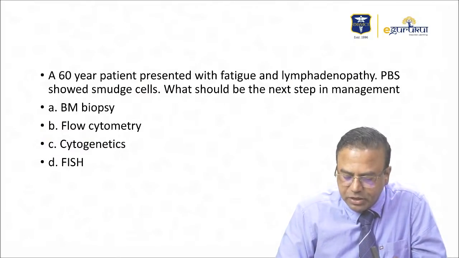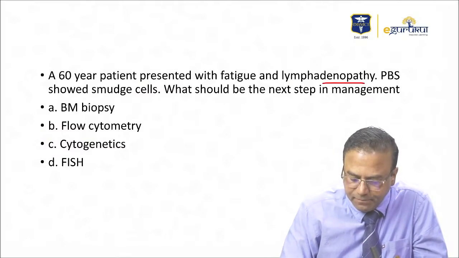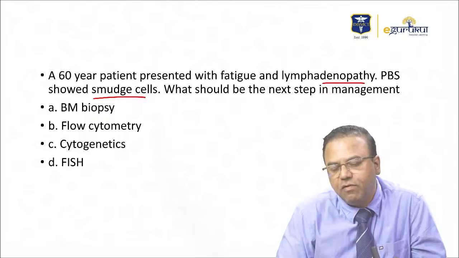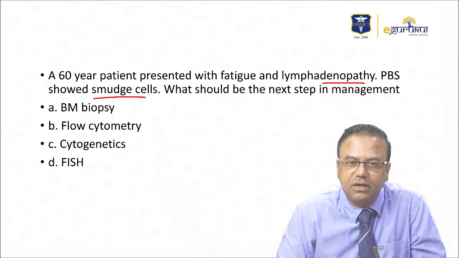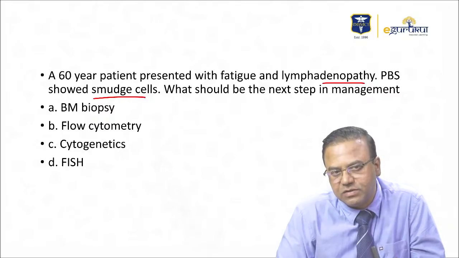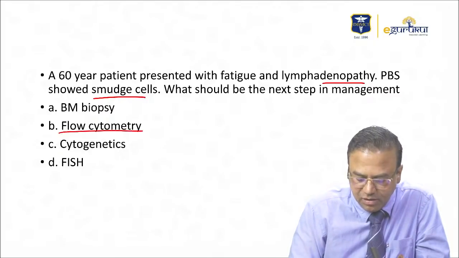A 60-year-old patient presented with fatigue and lymphadenopathy. The smear showed smudge cells, which is straightforward. This is nothing but CLL. And they're asking, in a CLL patient, what's the next first investigation you'd like to do? The answer is get a flow cytometry.